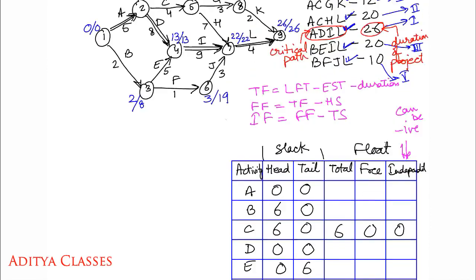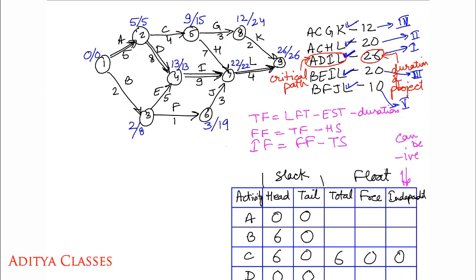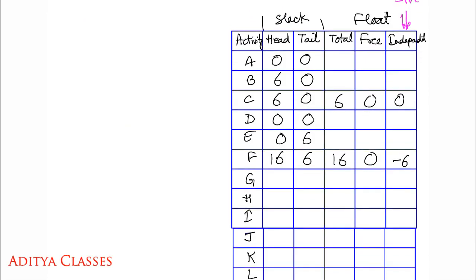Then there is G. G, 24 minus 12, a head slack of 12. 15 minus 9, a tail slack of 6. So we have a head slack of 12 for G and a tail slack of 6. For G we have a head slack of 12, tail slack of 6.